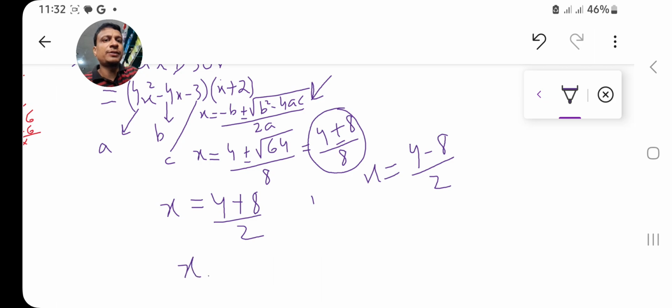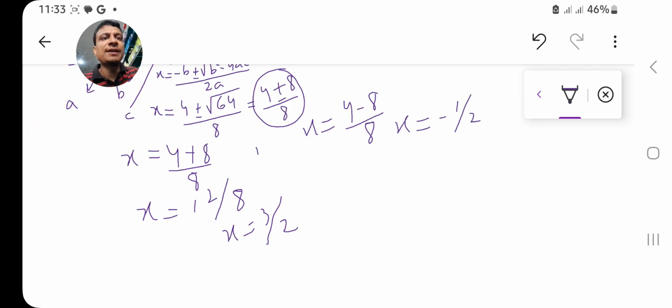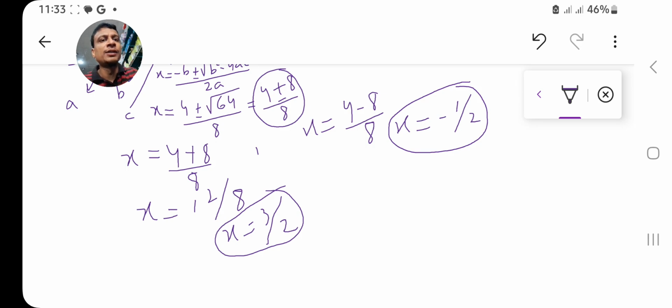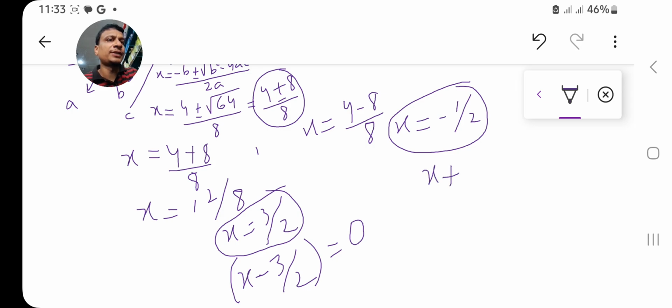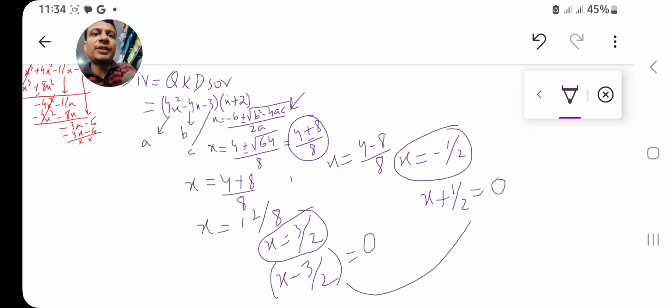Okay, so after solving this we have the two values of x. One is x equals 3 upon 2 and the other is x equals minus half using the quadratic formula. It means that x minus 3 upon 2 equals 0, and x plus half equals 0. So write both of these two brackets.